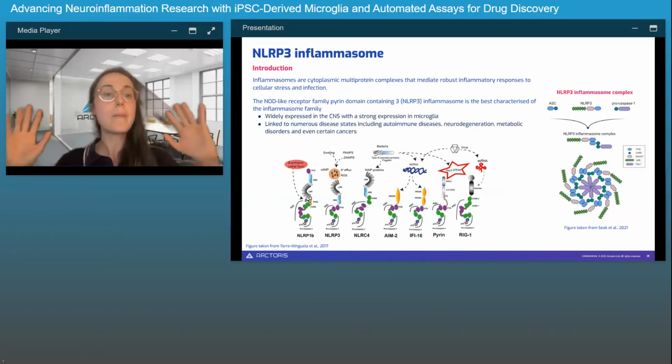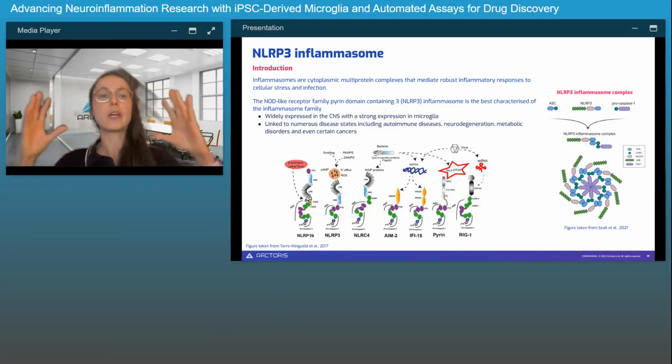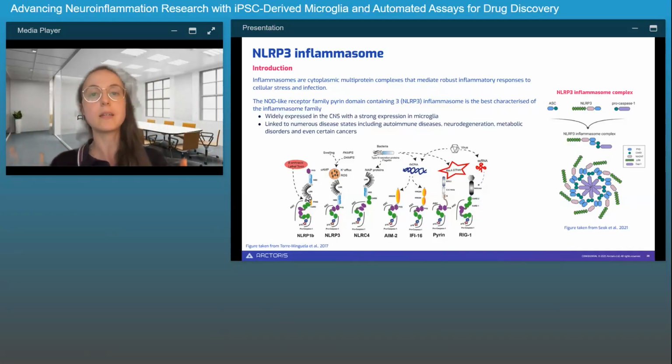So inflammation can happen in many ways in the brain, and one very important pathway is called the NLRP3 inflammasome. Inflammasomes are very big protein complexes, you can see them here on the right, that are found in the cytoplasm, and they mediate very robust inflammatory responses to a range of different cellular stresses and infection as well as disease.